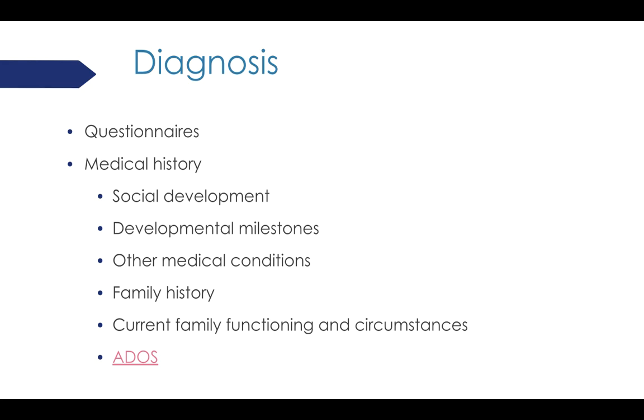We look at the family history because we know that there's a genetic link. And then we also look at the family functioning and circumstances. We would not want to have a child diagnosed with autism if in fact they were in an environment that was not stimulating to them or that was causing them harm or causing them to not be able to have those social norms or those social roles that would be expected.